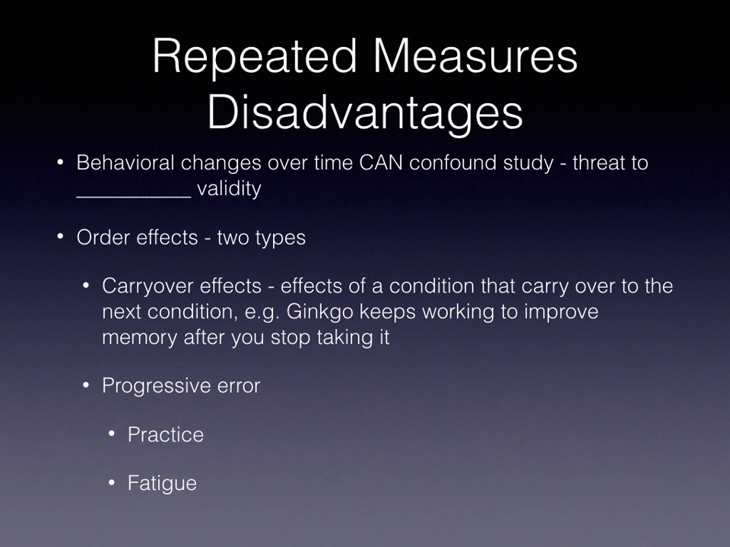That's a threat to internal validity, the extent to which you can be sure your manipulation caused any differences rather than some external variable. So the problems inherent in repeated measures designs we call order effects. So the possibility that the order in which you experience conditions can have an effect on the outcome of the study, that's what we call order effects. And there's two main types, carryover effects and progressive error. And there's two types of progressive error that I want to talk about.